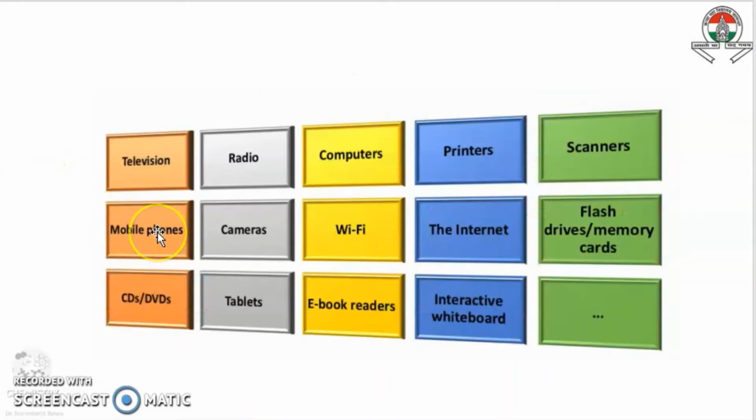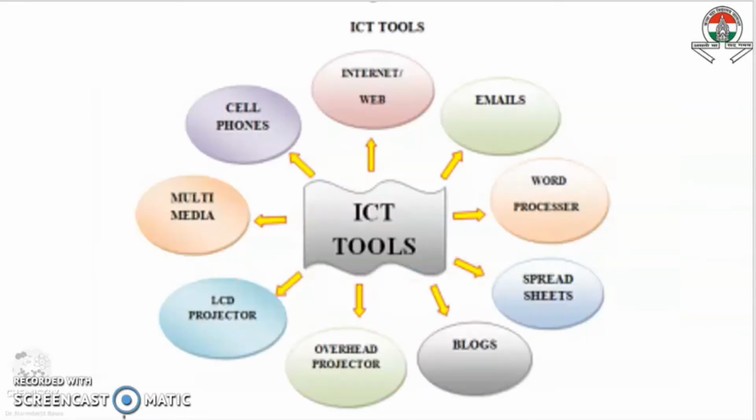Now, what are the tools which we can use in ICT? That is ICT tools. That is television, radio, computers, printers, scanners, mobile phones, cameras, Wi-Fi, internet, CDs, DVDs, tablets, e-books, interactive whiteboards, etc. So, ICT tools: internet web, email, word processor, spreadsheets, blogs, overhead projector, LED projector, LCD projectors, multimedia, cell phones, etc. All these come under the ICT tools.